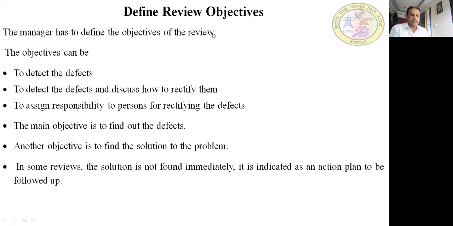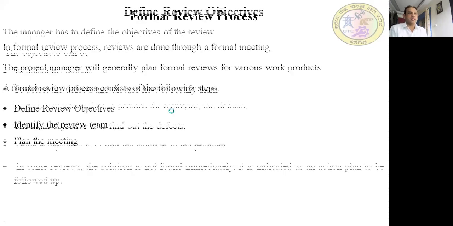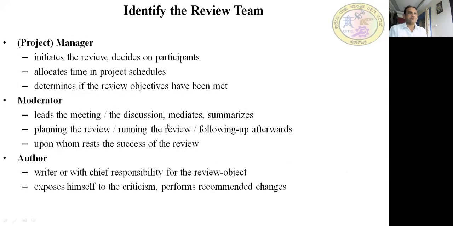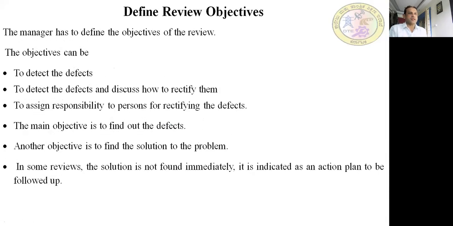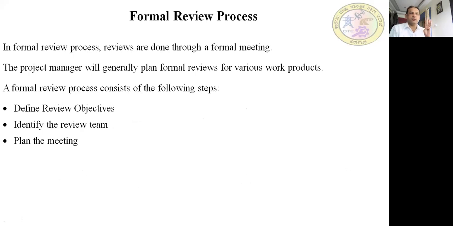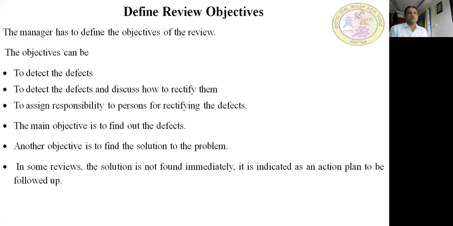You have seen in the previous slide that there are three things. A formal review consists of defining review objectives, identifying the review team, and planning the meeting. The first one we discussed is defining the review objectives. Who has to define it? The manager has to define it and assign a particular team. The team will go through the design, requirements, or the software, whatever it is.